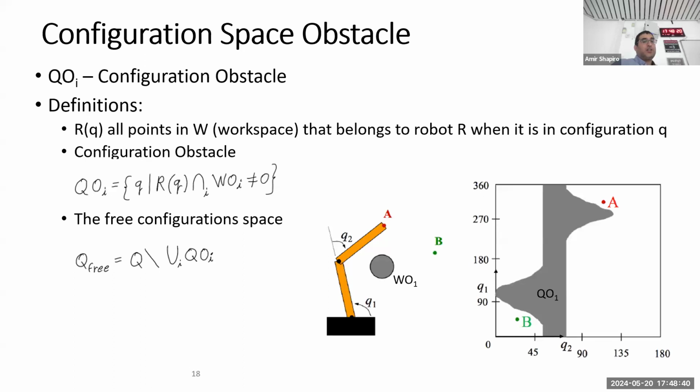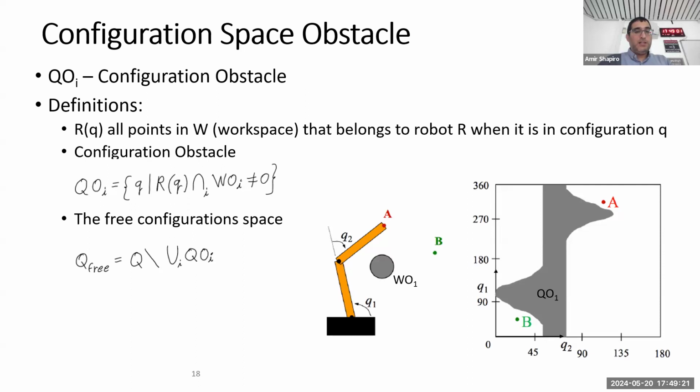When R intersects the workspace obstacle, meaning the intersection of R with the obstacle is not empty, the robot and the obstacle actually have common points. It means that the robot collides with or overlaps the obstacle. There are points which are both on the robot and on the obstacle. Such configurations are forbidden, and these are configurations which belong to the configuration obstacles.